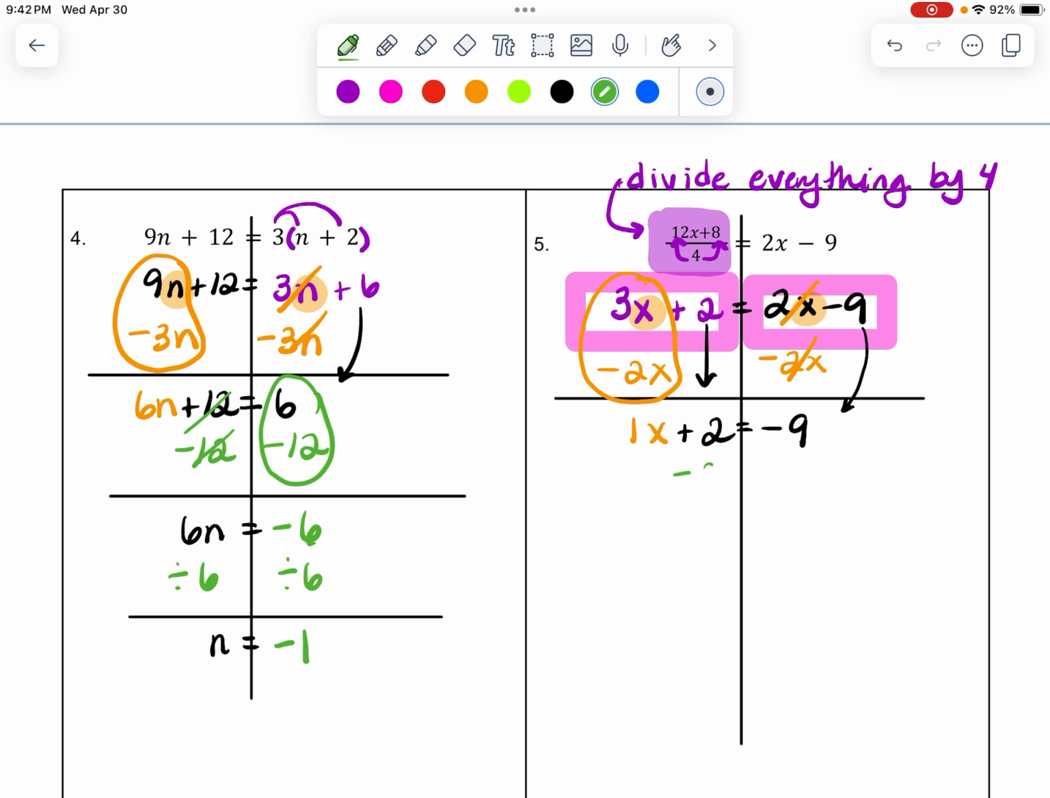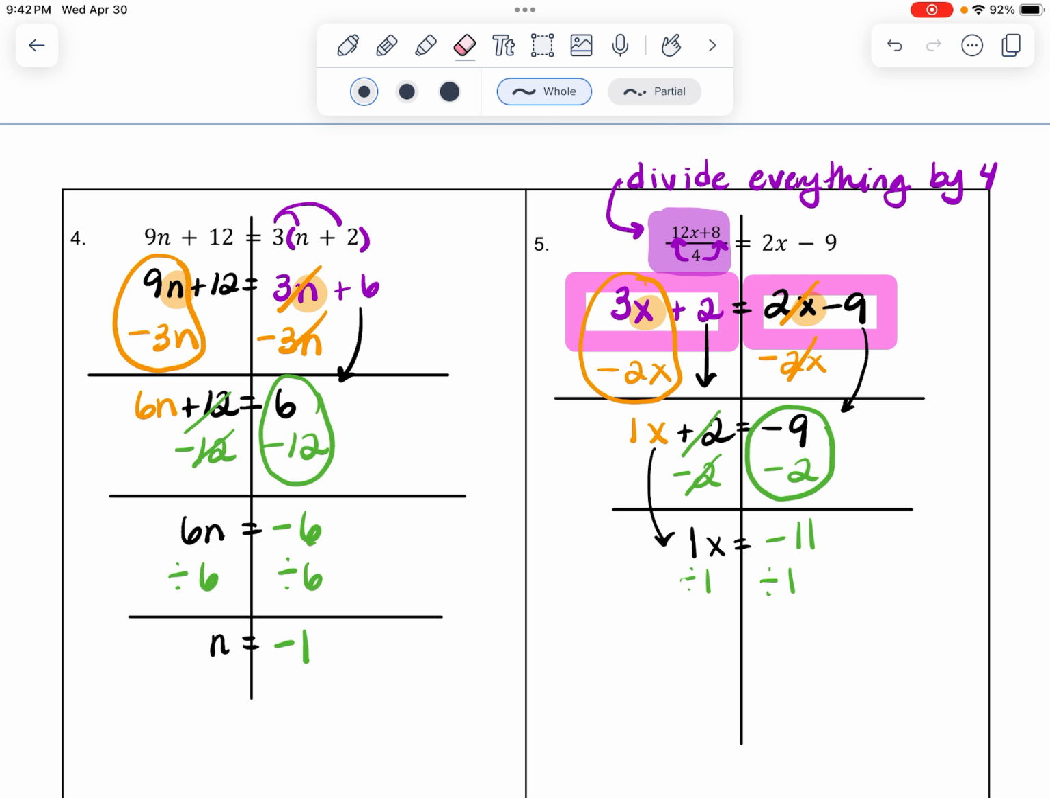Next, I'm just going to solve. So I'm going to subtract 2 on both sides, which means that I get the x drops down, and -9 minus 2 is -11. Now I could divide by 1, which is totally fine, but when we divide by 1, we just get the same answer we already had. So as a matter of fact, 1x is really just the same thing as x, which means we're done.